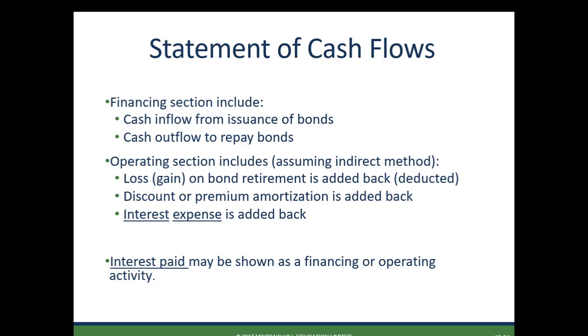So changes in long-term debt trigger disclosure on the statement of cash flows and also require significant disclosure. The statement of cash flows will reflect cash paid and cash received. In the financing section, any cash inflows from issuance of bonds or cash outflow to repay bonds. The operating section includes adding back any loss on bond retirement and deducting any gain, adding back discount or premium amortization, and adding back interest expense. Interest paid may be shown as either a financing or an operating activity.